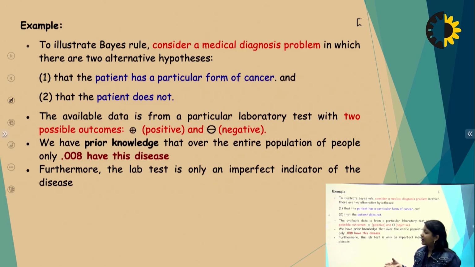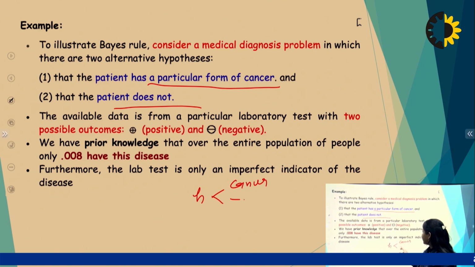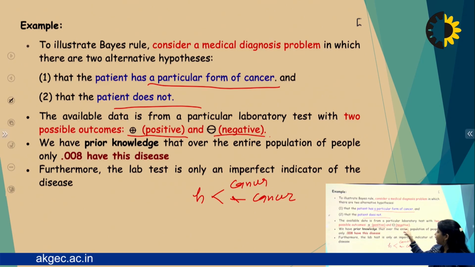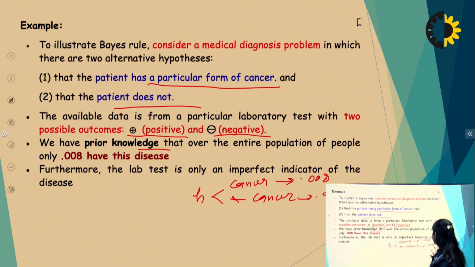With the example we can understand. The patient either has a particular form of cancer or does not have it; this is our hypothesis. The condition is a lab test, where one report is positive and one report is negative. The prior knowledge given is that in the entire population, 0.008 of people have the disease, meaning the probability of having cancer is 0.008. So not cancer will be 0.992, right?